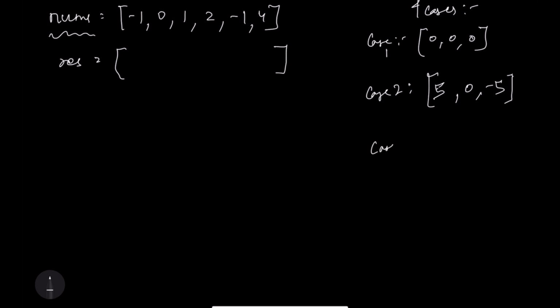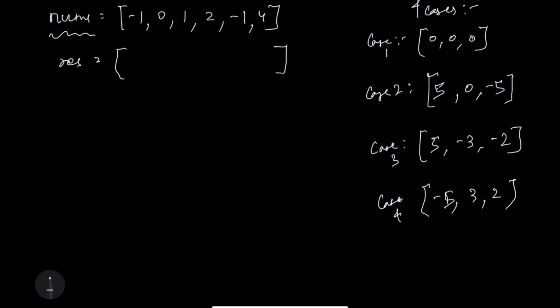Now another case that may arise, our case 3, would be something like we have a positive integer and two negative integers whose sum is equal to that positive integer. Or what can be our case 4? That we have a negative integer and the sum of the other two positive integers equals that negative integer. So these are the cases that may arise. Now let's see in our nums array how we can obtain our result set.